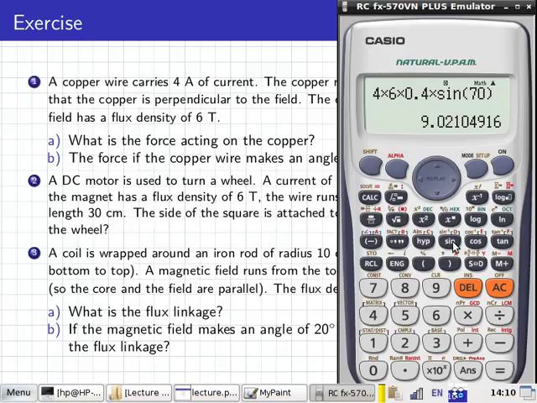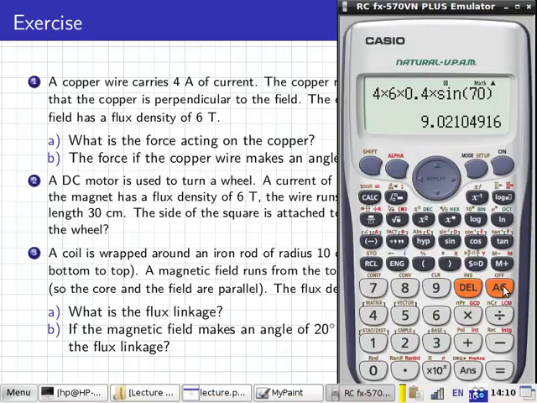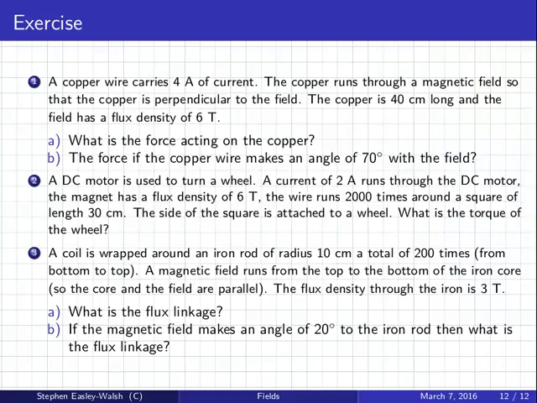Alright, so first question's fine. Now, let's see the next one. A DC motor, 2 amps, 6 Tesla, 2000 loops, 30 centimeter length. What's the torque? Which formula? IBAN. Yeah, IBAN. So what's that?